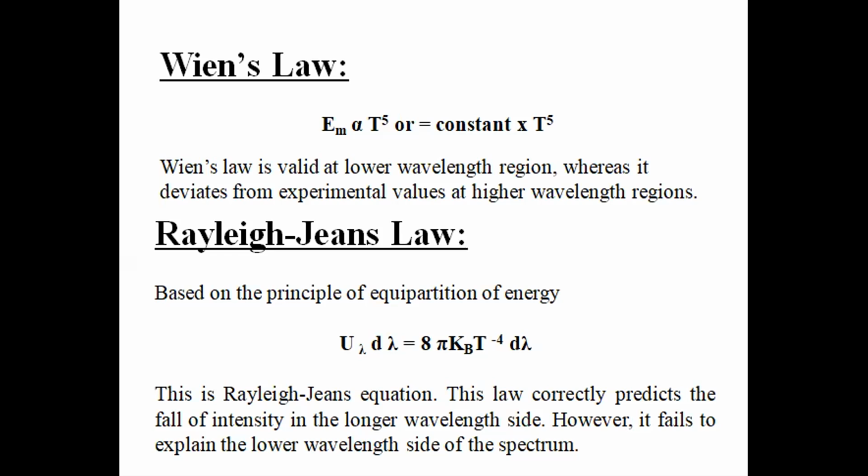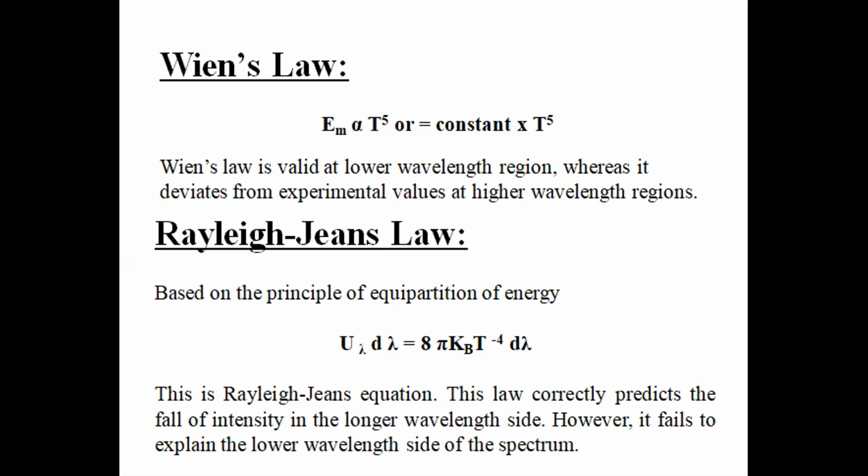And Wien's other law: the maximum emissive power is directly proportional to T power 5, or constant into T power 5. Wien's law is valid in the lower wavelength region, whereas it deviates from experimental values in the higher wavelength region.